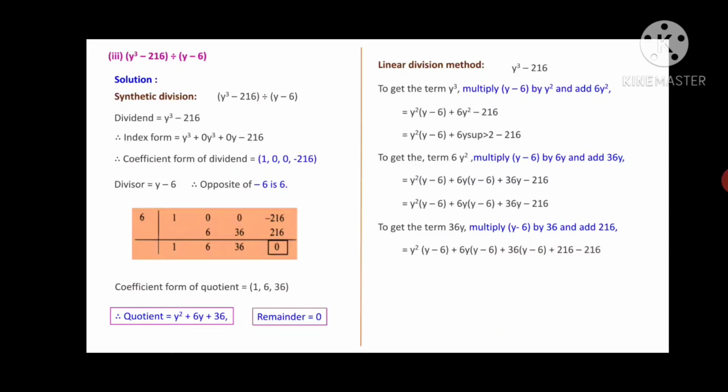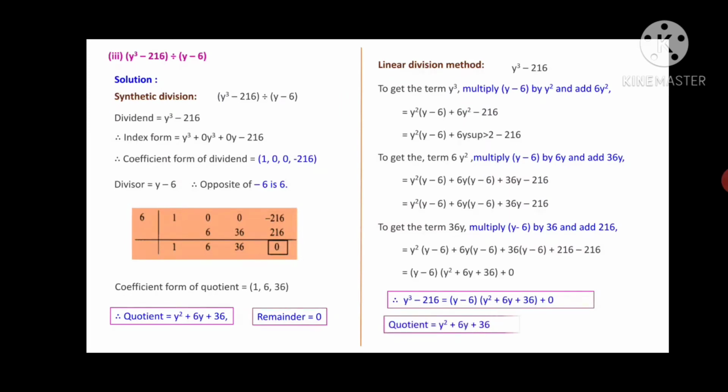So friends, here y minus 6 is taken out as a common factor. What is left in the bracket is y square plus 6y plus 36 plus 0. So y cube minus 216 is equal to y minus 6 in one bracket, another bracket y square plus 6y plus 36 plus 0. Friends, the quotient that you are getting over here is y square plus 6y plus 36 and the remainder is 0. So this is what we have regarding problem number 3.